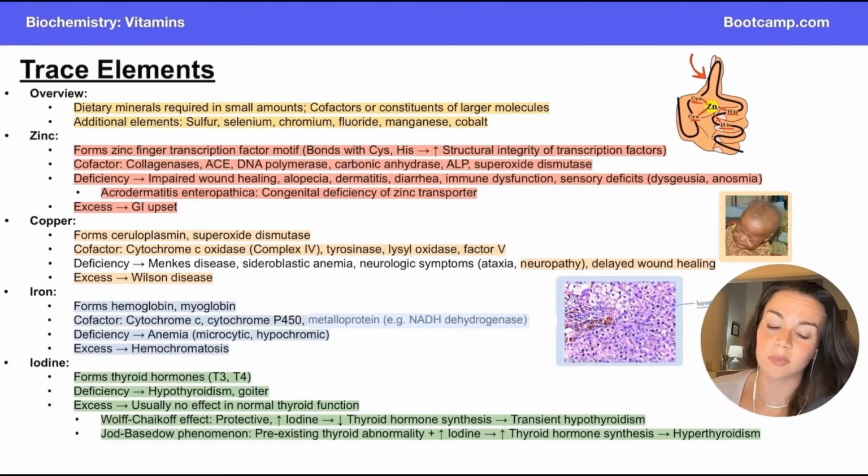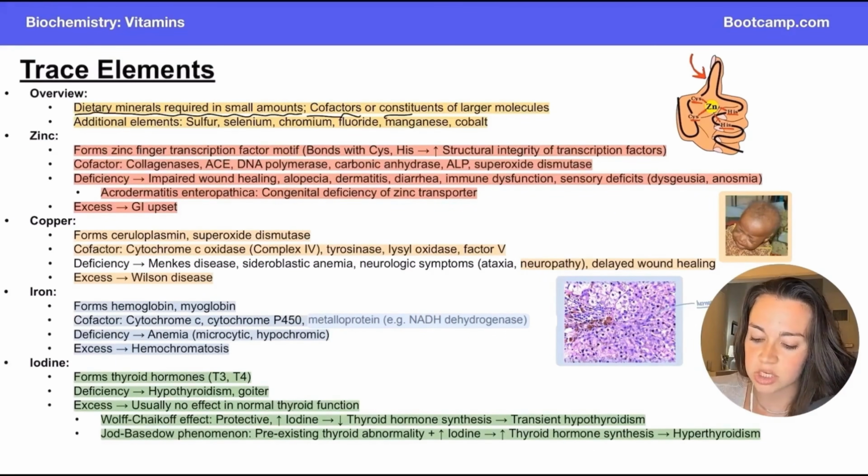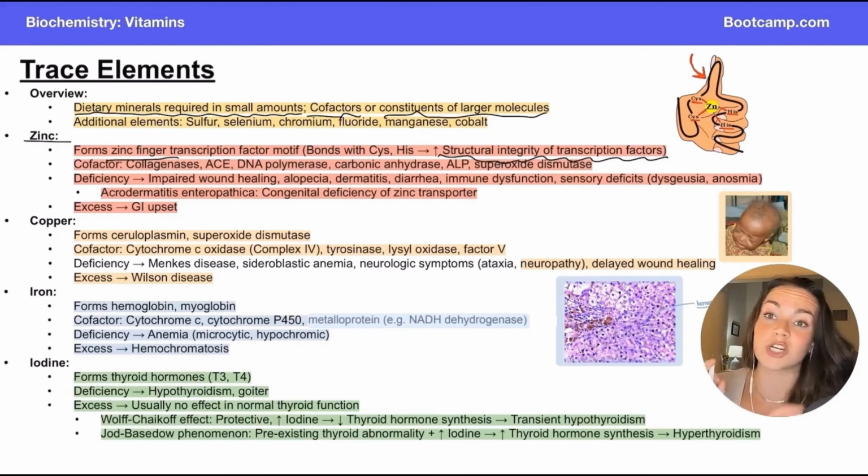All right, so let's wrap this up. We've been talking about trace elements, which are dietary minerals that are required in small amounts, either as cofactors or constituents of larger molecules. We talked about zinc and how it forms the zinc finger, which helps to promote the structural integrity as well as the gene expression precision regulation of transcription factors. And a zinc deficiency leads to impaired wound healing as well as the triad of alopecia, dermatitis, and diarrhea.